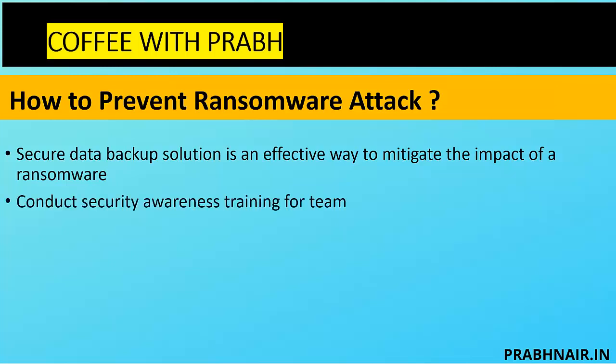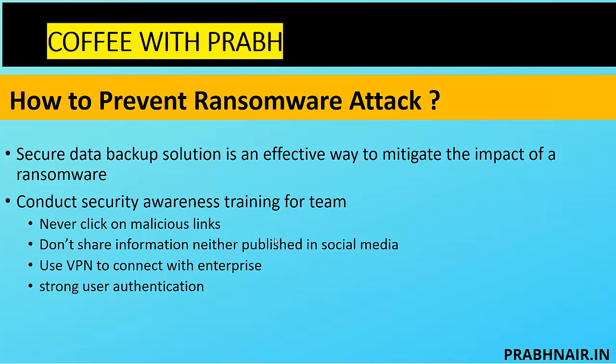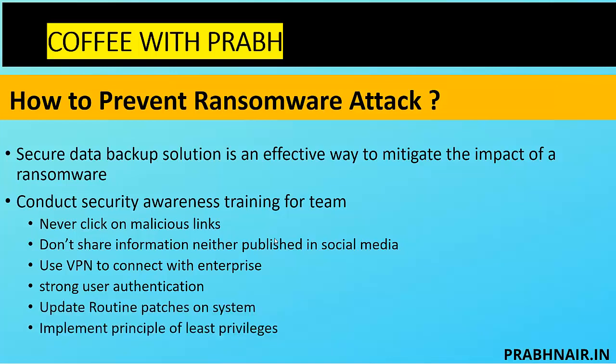Second is to conduct security awareness training for the team. For example, you can tell them not to click on links whenever they receive suspicious links, and to report to the help desk. In the awareness training, we also tell them not to share or publish any information on social media. Whenever you want to connect to the enterprise, use a VPN, implement strong user authentication, update routine patches on our systems, and implement the principle of least privilege.